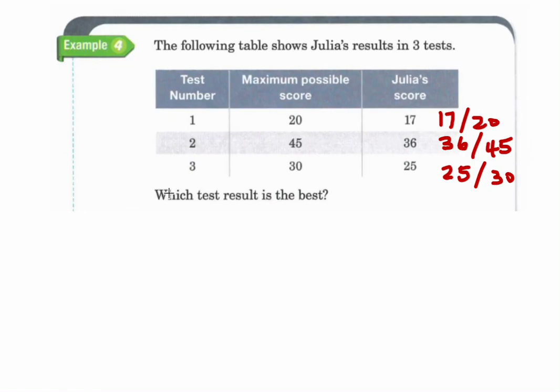So we want to know which test result is the best, because these are out of different wholes, right? Different possible total scores. So just because she scored 36 points on the second test doesn't mean she did the best, because it was actually out of 45 points, right? And even though she scored only 17 points, well, the total possible score was out of 20, so she was just 3 points away from 100%.